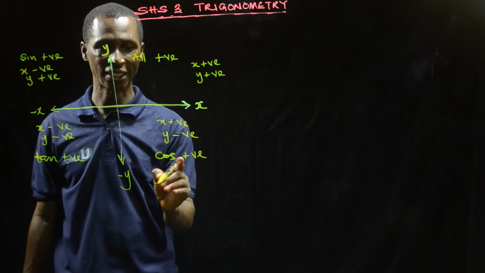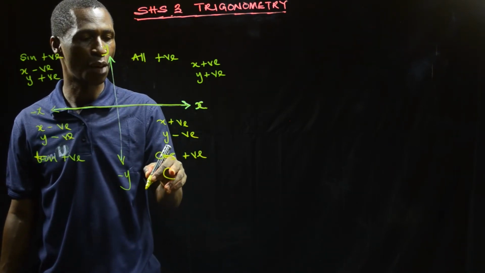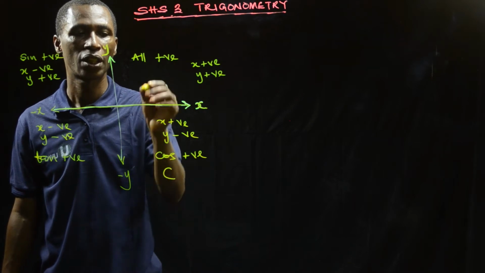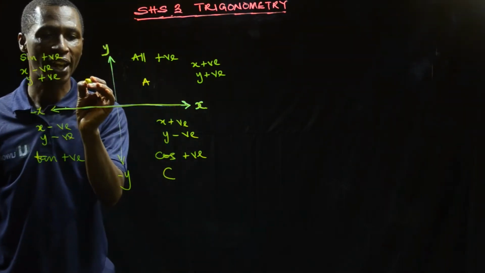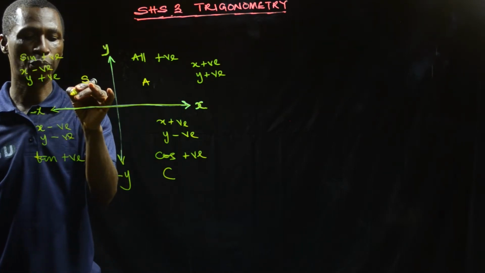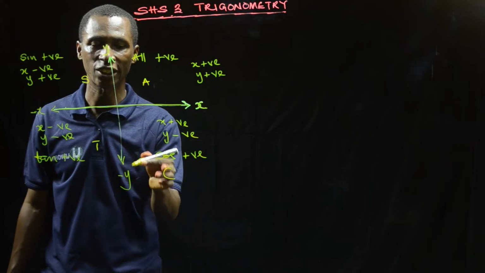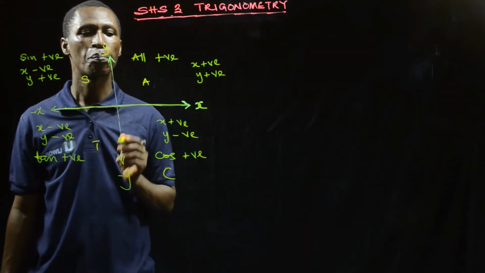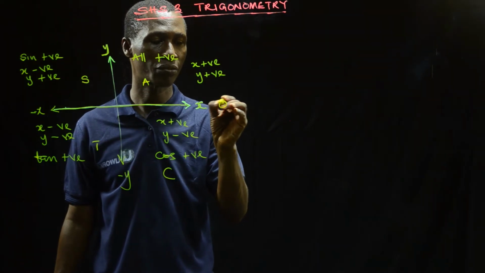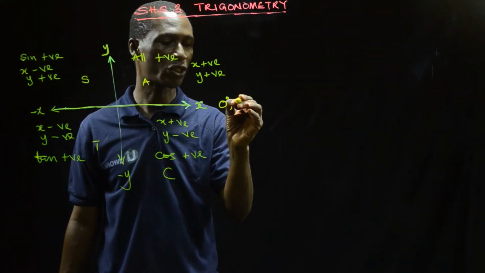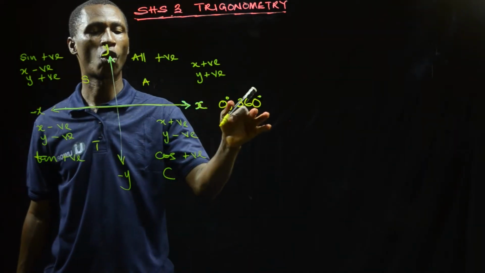So the term CAST: C here means only cos is positive. A here means all are positive. S here means only sine is positive. And T here means only tan is positive. That is what we call the CAST. But in the movement, this place starts with 0 degrees. 0 degrees is also the same as 360 degrees. That is the movement, so it's 0 or 360 degrees.